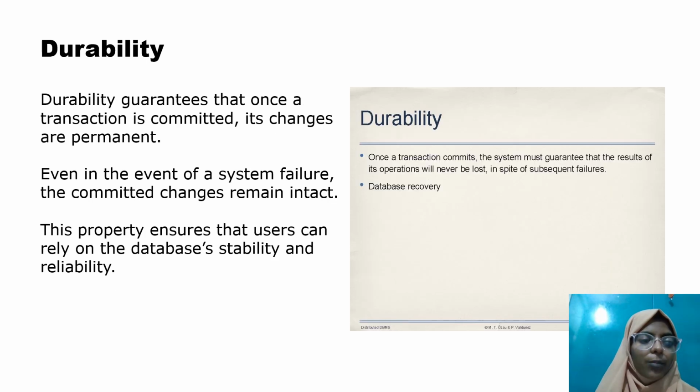Coming to the last property, durability. Durability guarantees that once a transaction is committed, its changes are permanent. Even in the event of a system failure, the committed changes remain intact. This property ensures that users can rely on the database's stability and reliability.